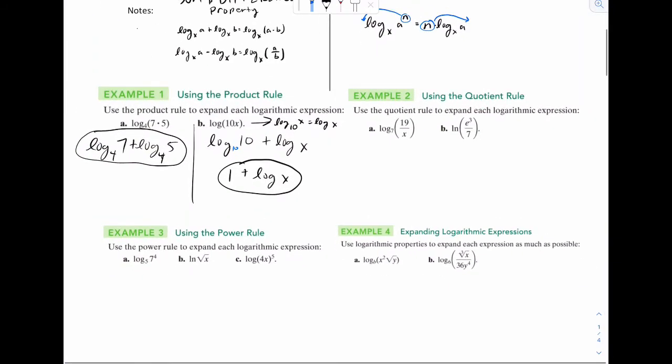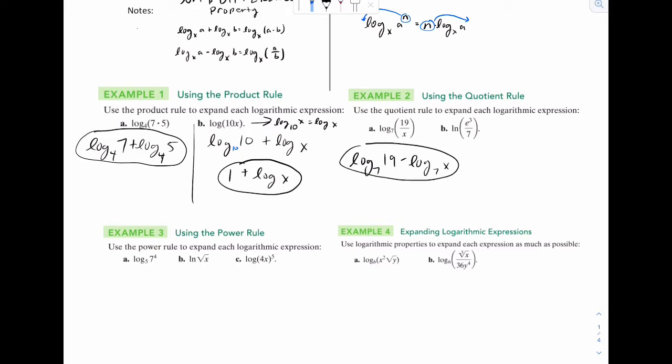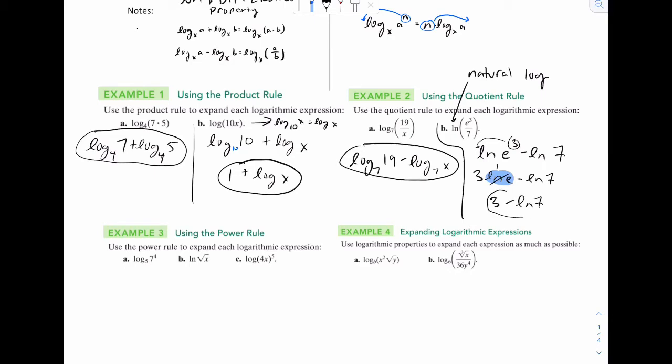Let's keep going. So next one, I see division, so I'm going to subtract, minus log base 7 of x. And this one, you see natural log. Remember that ln means natural log. I have ln e to the third minus natural log 7. Let's bring that 3 down. So 3 natural log e minus natural log 7. And hopefully you remember that this thing right there, that's 1. So it's 3 minus natural log 7.